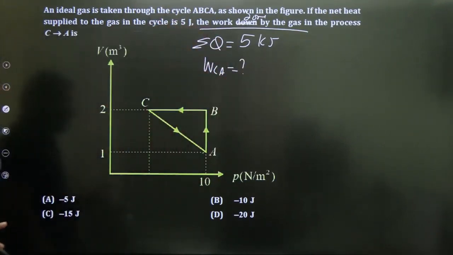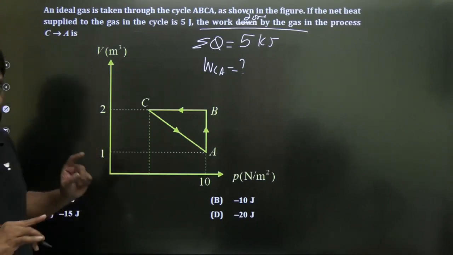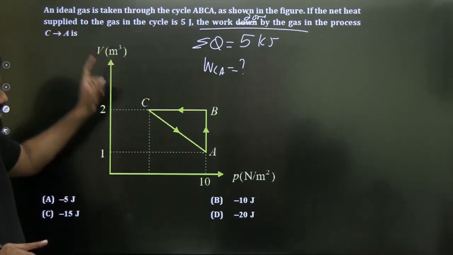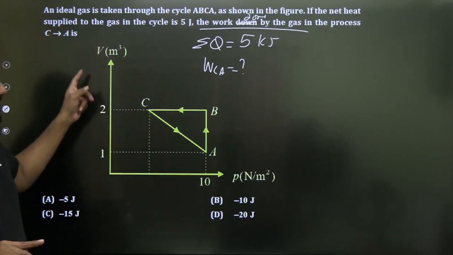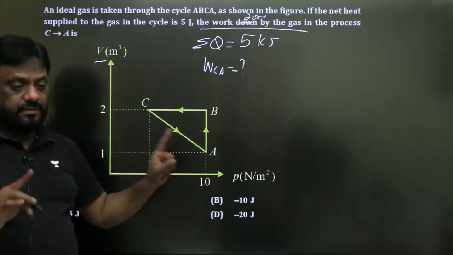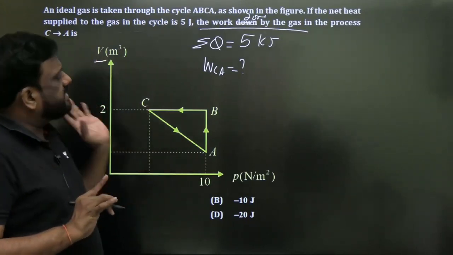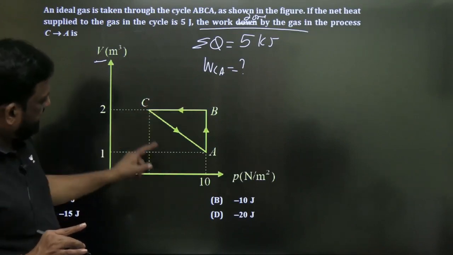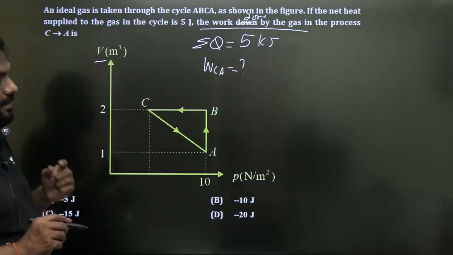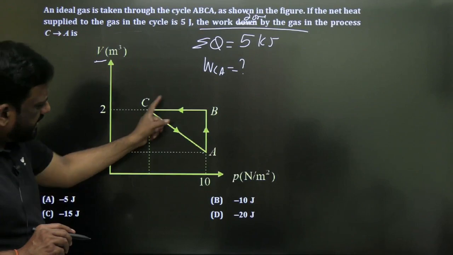But please note down that he has interchanged the axes. Generally, we take pressure on this axis, volume on this axis, but he has interchanged. Volume is on this axis, pressure is on this axis. Please be careful. What is he asking? He is asking work in CA. Let us try to see. Try to solve this. So it is a cycle.